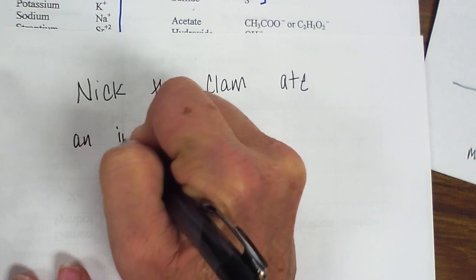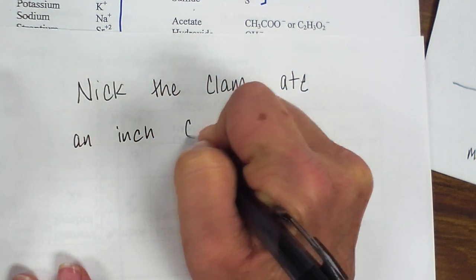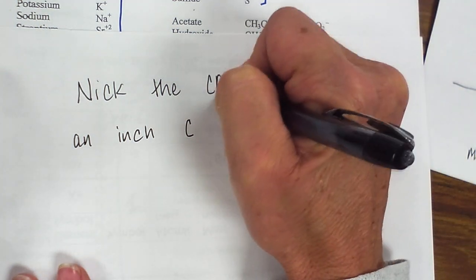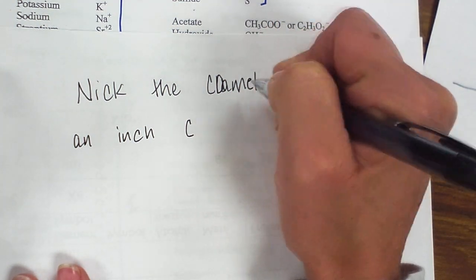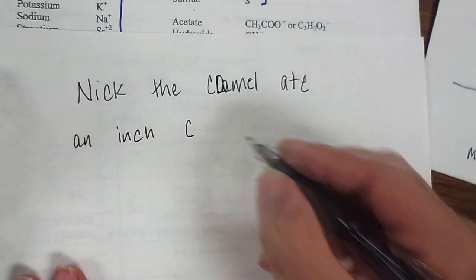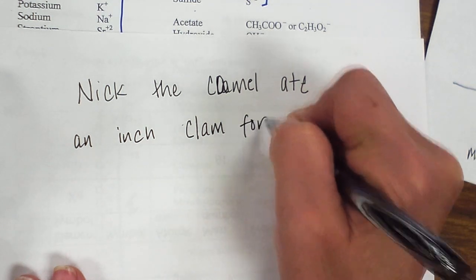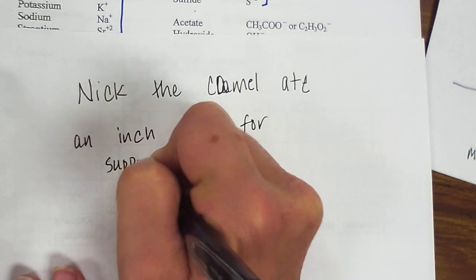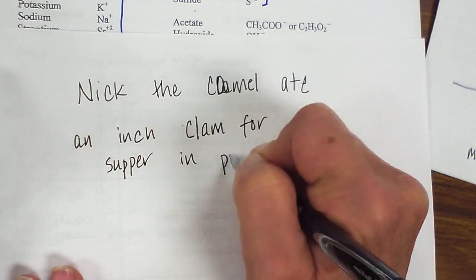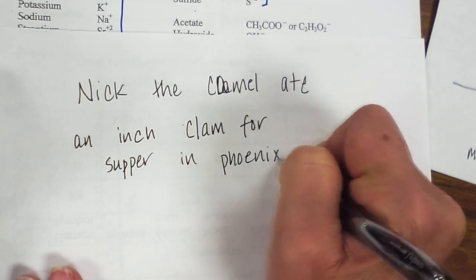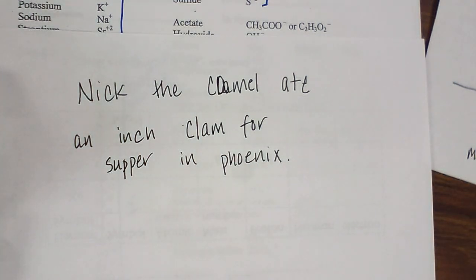I did not design this or write this. Nick the camel, well, that's not well done. Nick the camel, there, just change one letter. Nick the camel ate an inch clam. I guess the clam could have eaten the camel for supper in Phoenix. Okay. Now, the way this works is the consonants determine how many oxygens there are, and the vowels determine the charge. All right? Okay, so Nick is for nitrate.